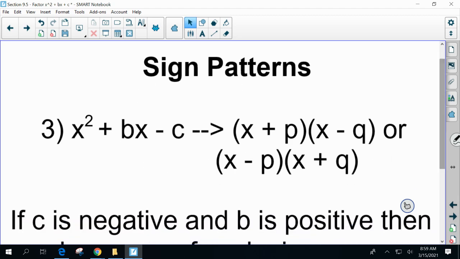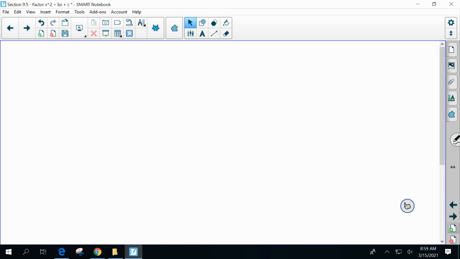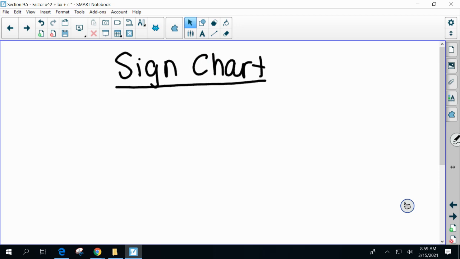So what I want you to write down under sign patterns, if you have that typed up on your outline, you can put this kind of in the middle if you want, but I want you to write down this sign chart on the back of the board. This sign chart is something you're going to refer to constantly, and I'll write it up here too. You will probably memorize this after a bit. You can write it from back there, or I'll write it up here.